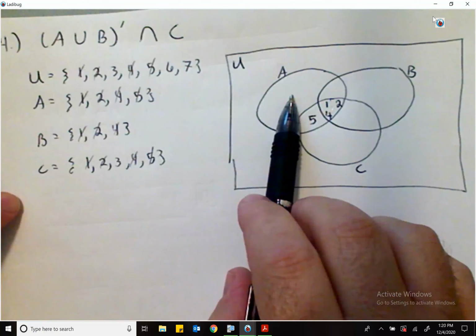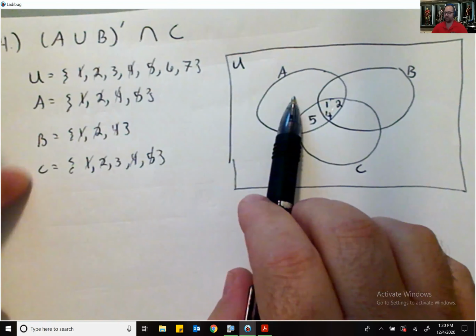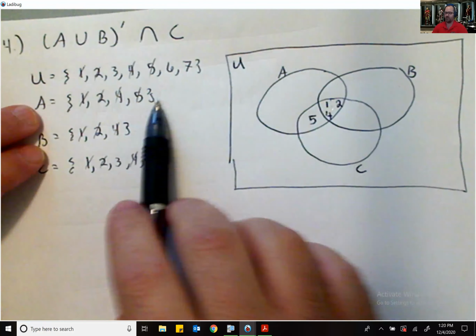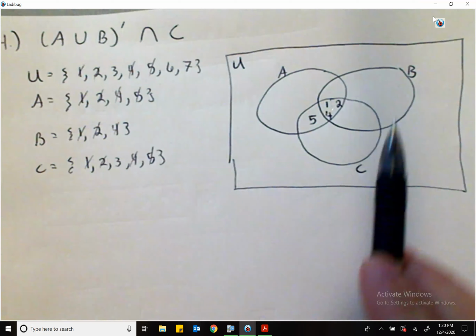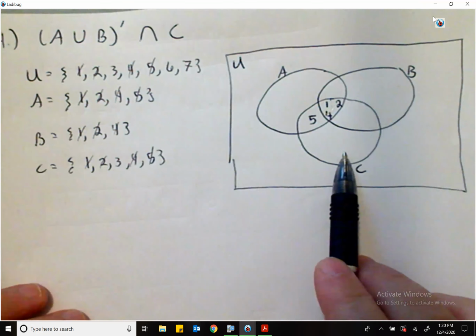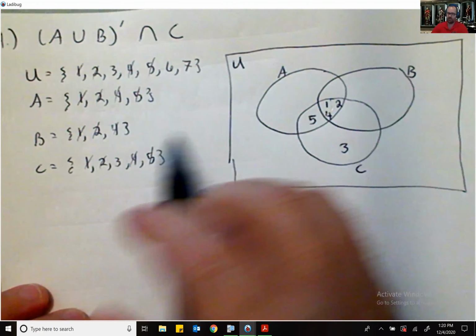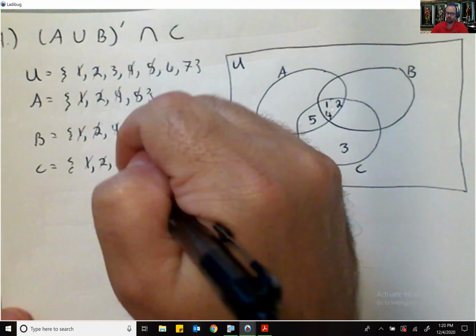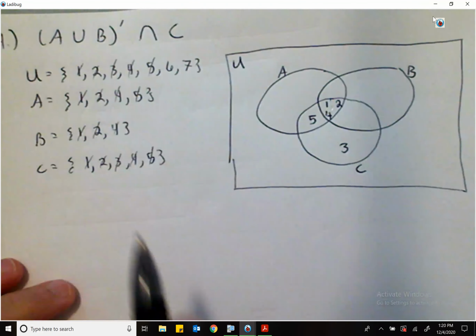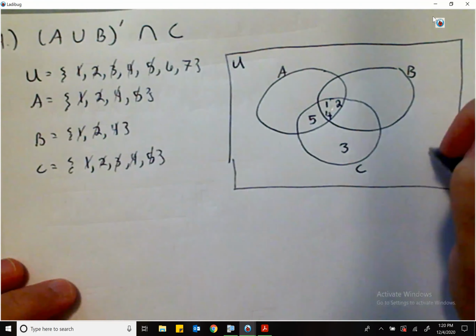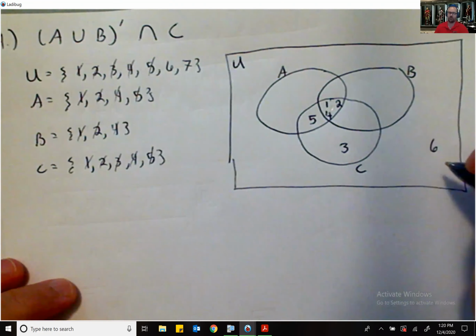Nothing. Anything else left in A? There is nothing because we got them all placed. For B, nothing as well. For C, we got a 3 down here because it's the only number we didn't use. And then anybody not crossed off is now where? In the universe. So 6 and 7 are out here hanging out.